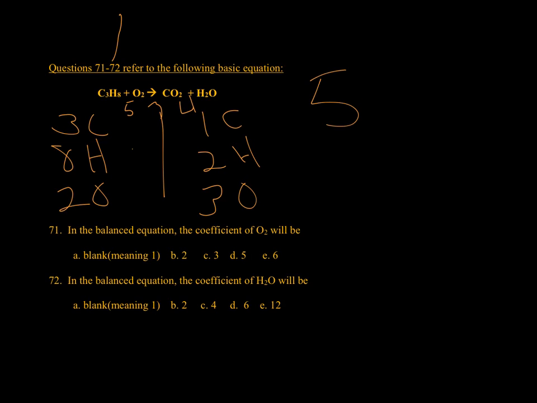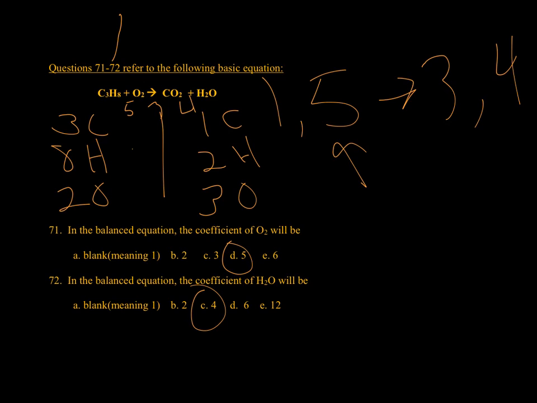So the coefficients are 1, which you don't write, 5 on the left, and then 3 and 4 on the right. Okay, so the question is, what is the coefficient of oxygen? Oxygen has a coefficient of 5 once it's balanced, and water has a coefficient of 4 once it's balanced. Then you end up with 3 carbon, 8 hydrogen, and 10 oxygen on both sides. So if you were doing that out, that's what you should end up with.